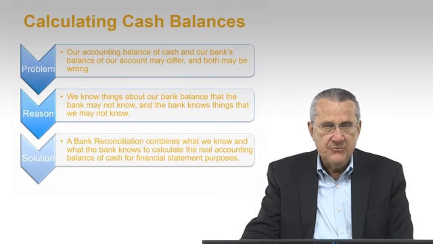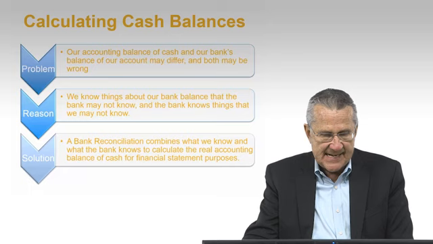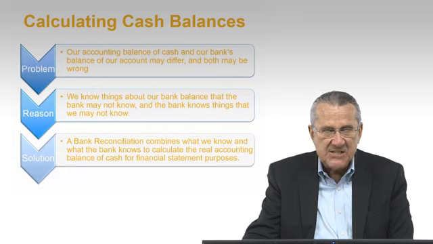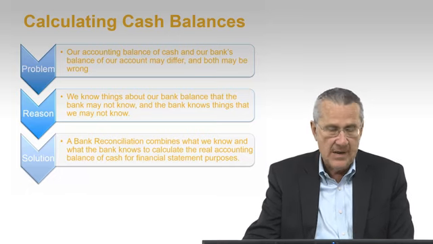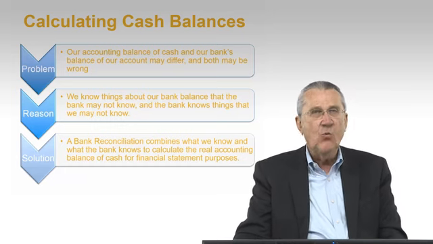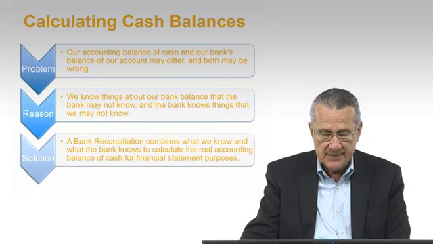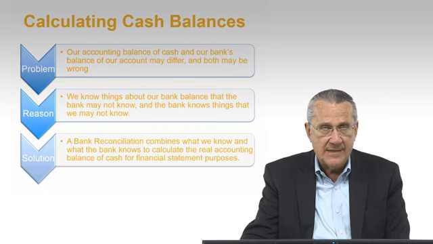Now, with respect to balances that are in banks, we have a problem. Our accounting balance of cash in the bank and the bank's balance in our account may differ, and indeed both may be wrong. And the reason for that is that we know things about our bank balance that our bank doesn't know yet. And similarly, the bank knows some things that we don't know yet.